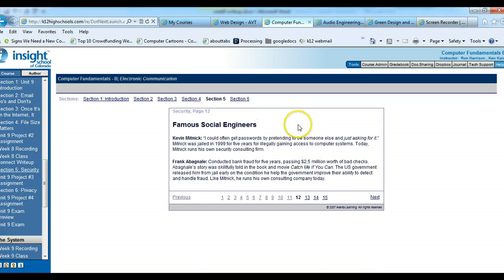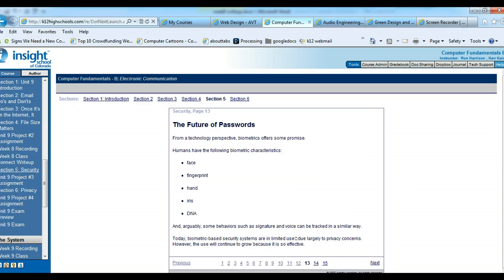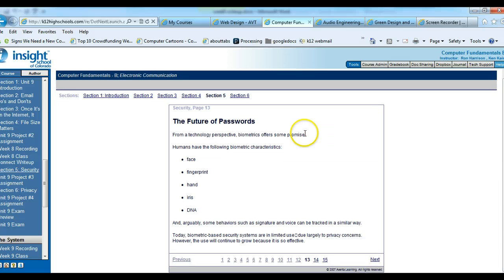Famous social engineers, you can read some information about these people. One could often get a password by pretending to be someone and just asking for it. So you can see the penalties that they got. Future ways to have password protection.